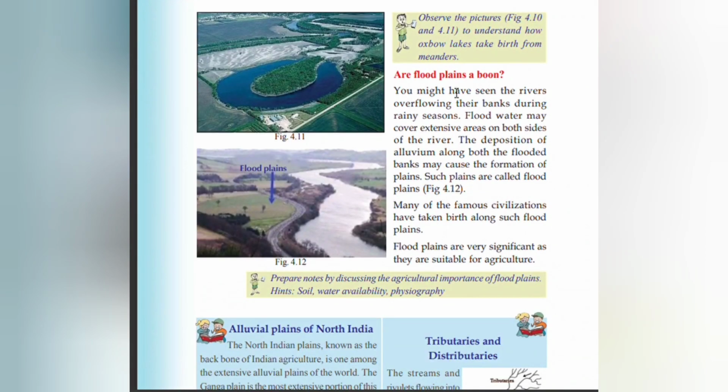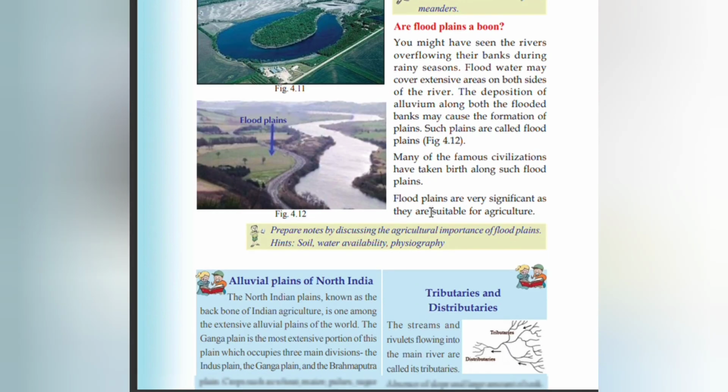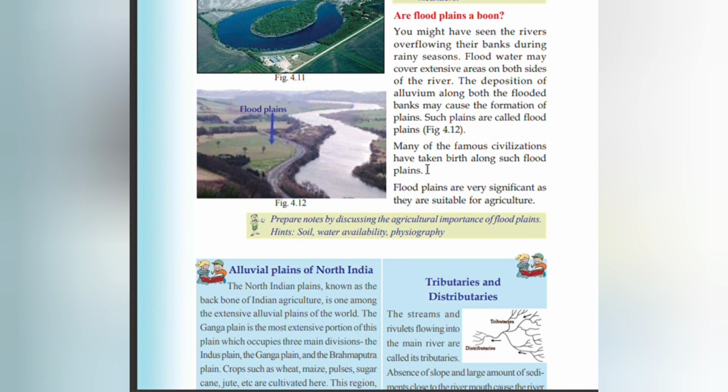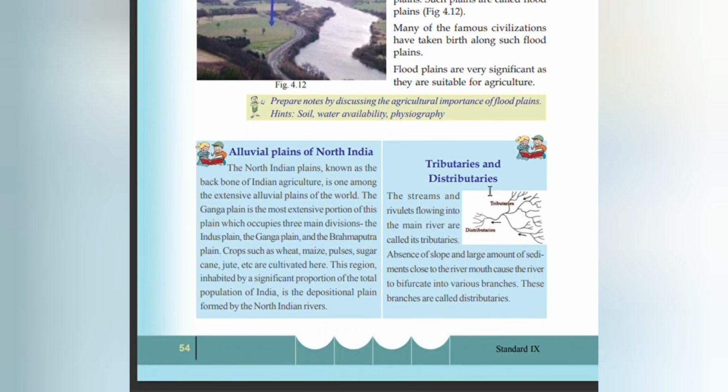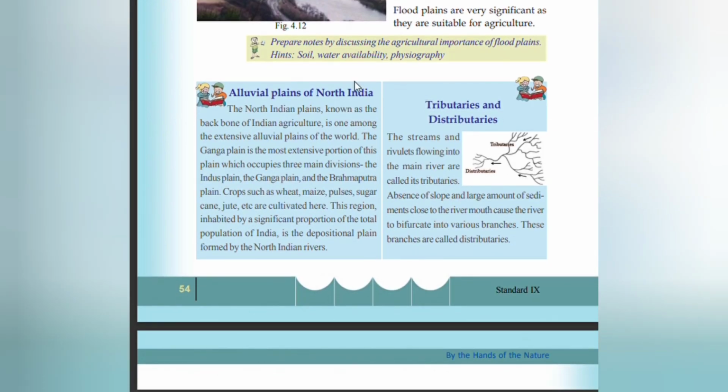Floodplains. You might have seen the rivers overflowing their banks during rainy seasons. Flood water may cover extensive areas on both sides of the river. Deposition of alluvium along both the flooded banks may cause the formation of plains. Such plains are called floodplains. Many of the famous civilizations have taken birth along such floodplains, which are very significant as they are suitable for agriculture.